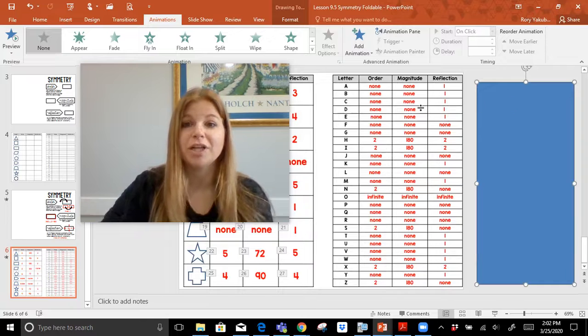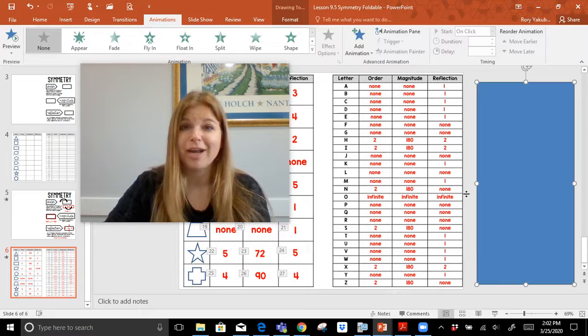Here is what the list should look like. You can see which ones have none, which ones have 1 line of reflection, or an order of 2. See how you did. Give it a good shot. If you didn't try it yet, maybe cover this back up, go back and give it a shot.